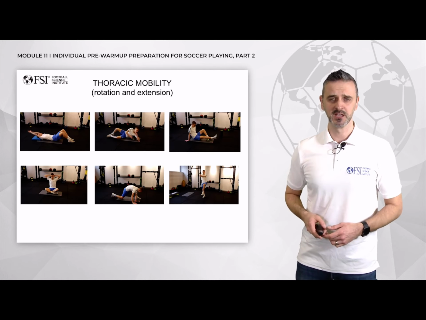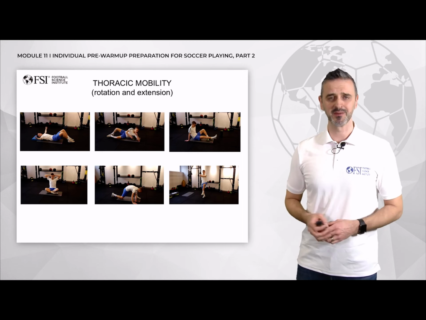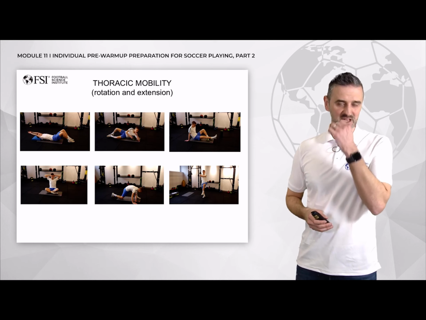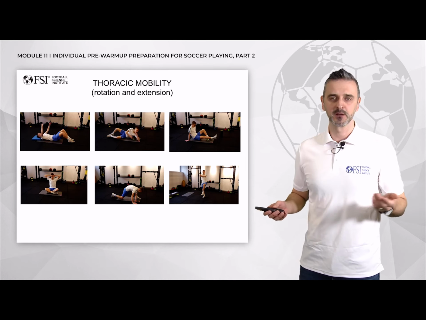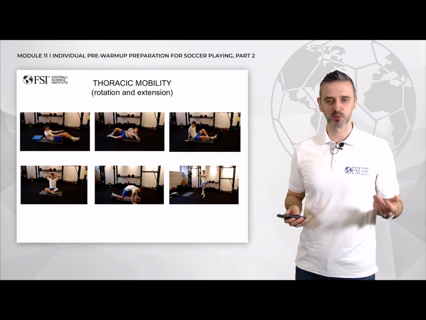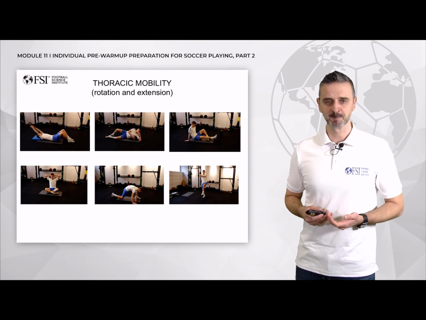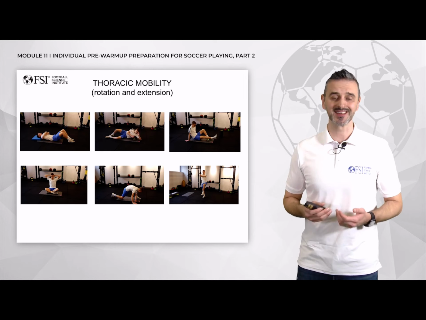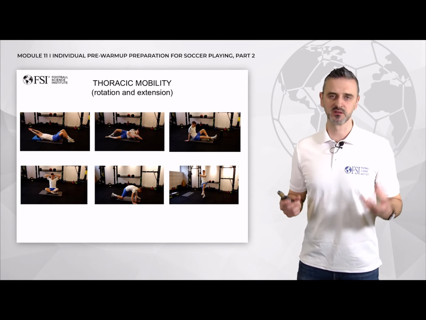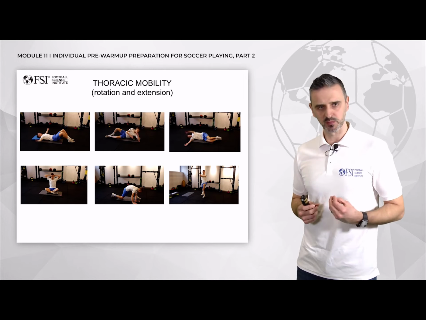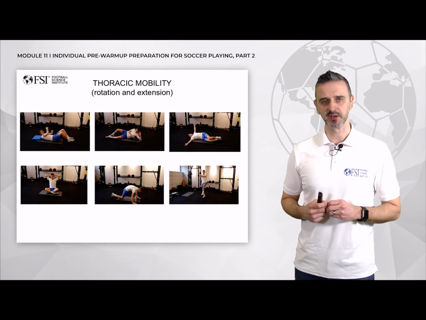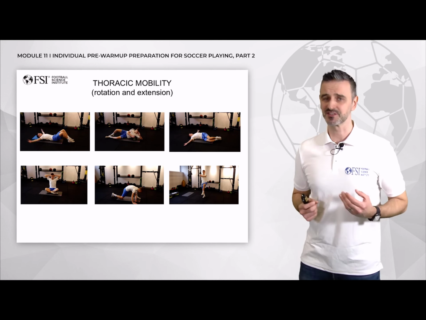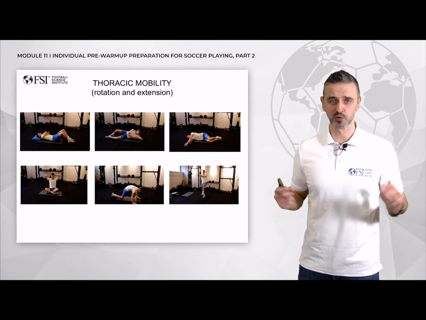Thoracic mobility, another important part of the whole mobility concept. And mobility we can define as having ability for optimal range of motion. So thoracic mobility, for that it's important to be good in rotation and extension. Those are the typical, for example, problems, and we can see many of these problems with young players. So these few exercises can solve those problems.